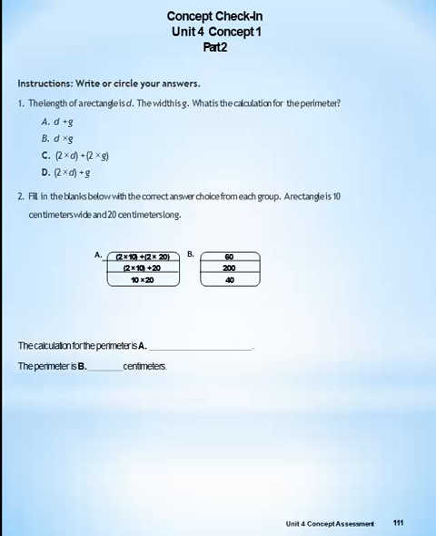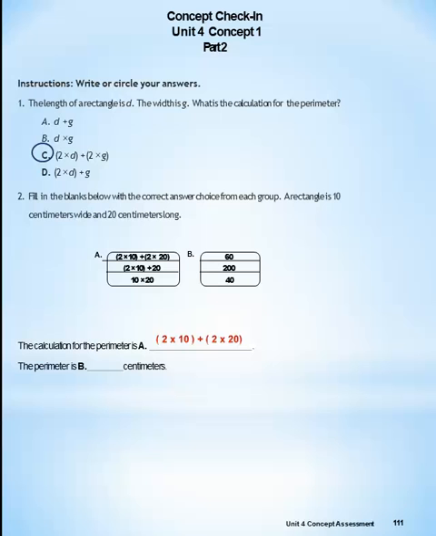Part 2. The length of a rectangle is D and the width is G. Which formula represents the perimeter? So 2 times D plus 2 times G. We know that the perimeter of a rectangle is 2 times length plus 2 times width. So here length equals D and width equals G, so it will be 2 times D plus 2 times G.